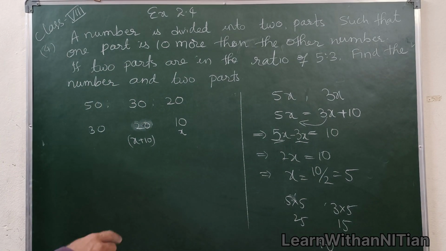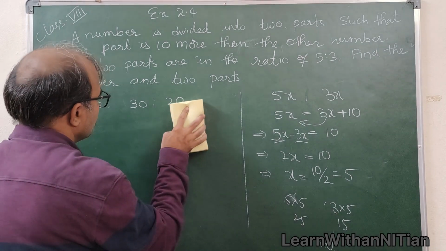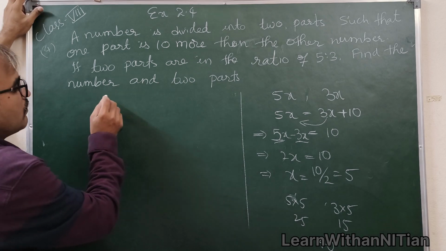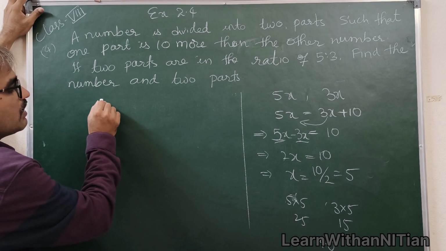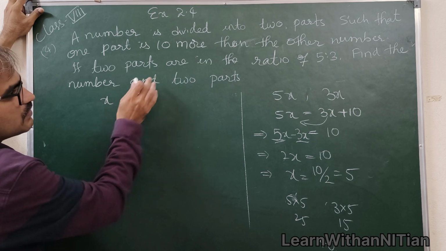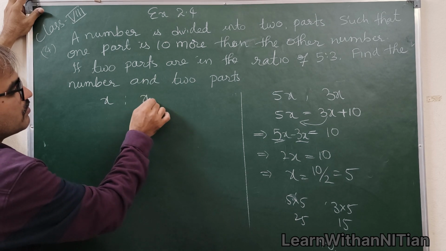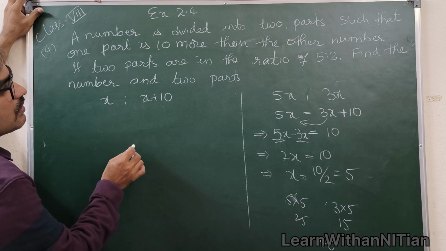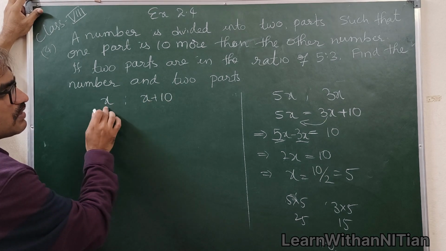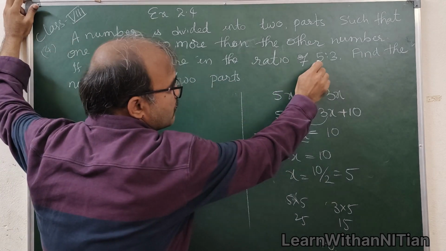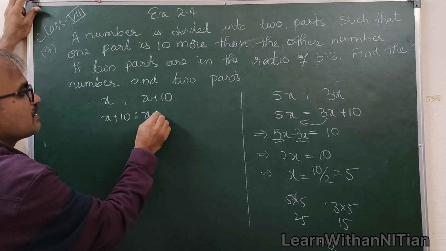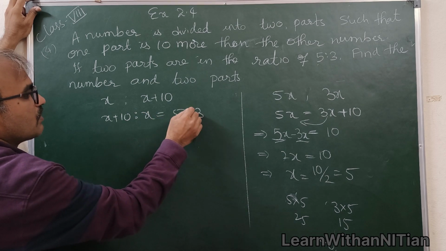If you solve the same problem in this way by using another method. What is the method saying? One number is 10 more than the other, so if you consider the smaller part as x, the larger part will be x plus 10, right? Now both are in the ratio of 5 is to 3. The larger number was given 5 is to 3. So you write the larger number first. x plus 10 is to x is equal to 5 is to 3.